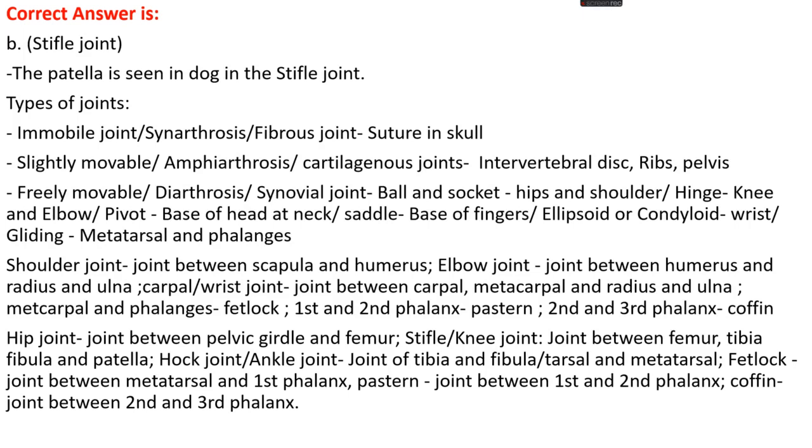Okay, and if we see the different types of joints in the hind limbs, there is the hip joint, which is the joint between the pelvic girdle and femur. Then there is the stifle or knee joint, which is the joint between the femur and the tibia and fibula. Another is the hock joint, also known as the ankle joint, which is the joint between the tibia, fibula, tarsus, and metatarsus. Then there is the fetlock joint, between the metatarsus and first phalanx, the pastern between the first and second phalanx, and the coffin between the second and third phalanx.